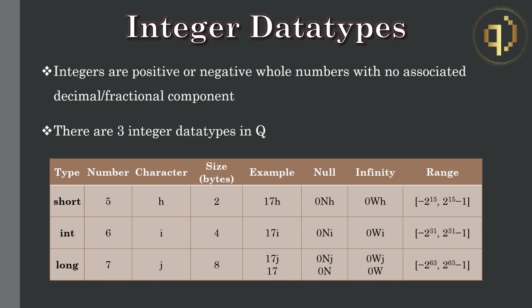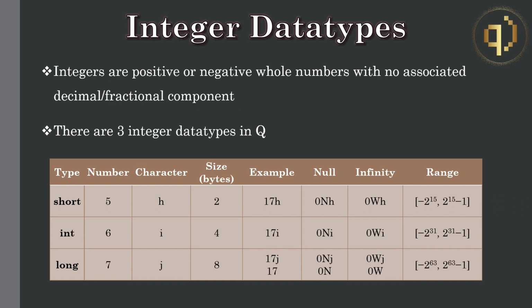Here, the number and the character columns are unique values to identify and cast to these types, and we will come across these in other videos. We will discuss the null and infinity values in an upcoming slide.